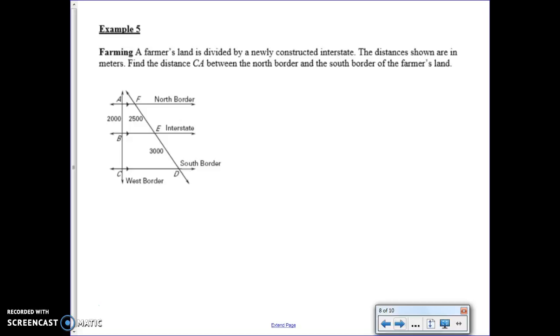So if you look at this next picture, it says a farmer's land is divided by a newly constructed interstate. The distances shown are in meters. Find the distance CA between the north border and the south border of the farmer's land. We can use the same process to set up and find BC, and notice that's not what the problem's asking for. We can go back and find that later. So we can find that length BC, though, by setting up our problem the same way. So we have 2,000 over our unknown length equals 2,500 over our other unknown length.